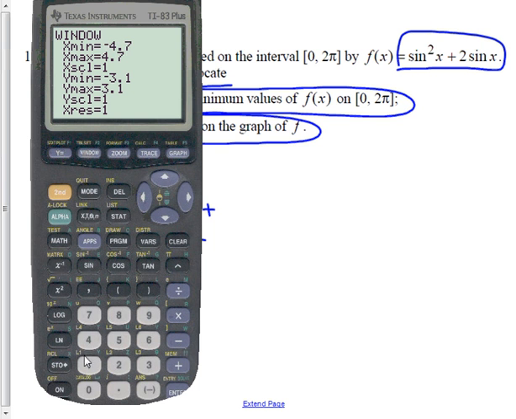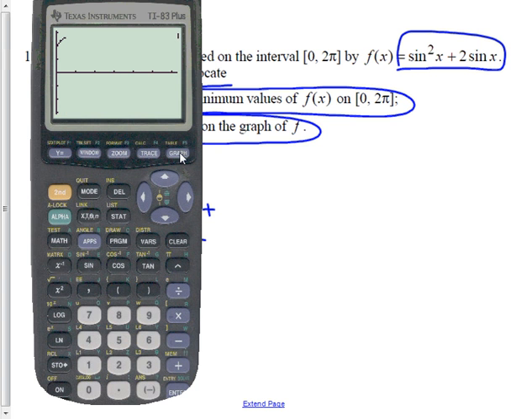Let's make sure that our window goes from 0 to 2 pi in the x, because that's the interval that we're looking at. So changing our window to look at the appropriate interval and graphing it. Now we're just looking at the first derivative here, and the first derivative just went from being positive to 0 to negative, so there we're going to have a local max.